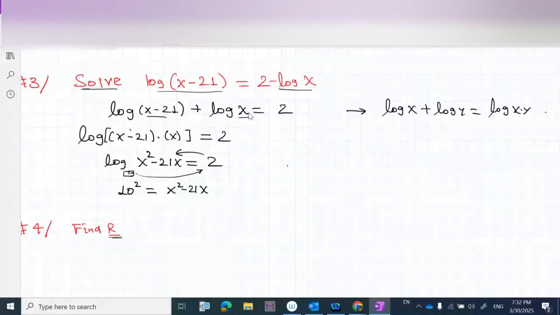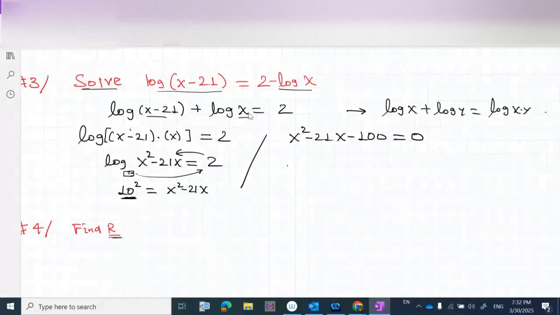So if I rearrange this one, this will give me x squared minus 21x. 10 squared is 100. If I move it to the right, it's going to be minus 100 equals 0. So I have to recognize this is a quadratic equation. You know how to solve this quadratic equation from your previous discussions.